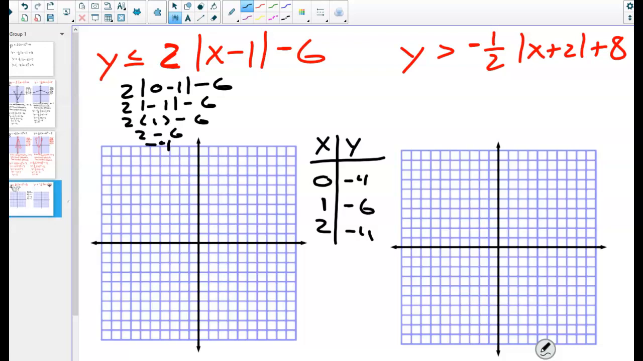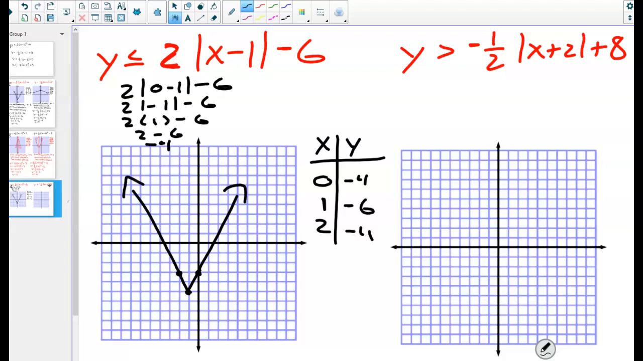I don't need to worry about vertical shrink or stretch on these. I don't need to worry about line of symmetry. I just got to get the graph down. (0, -4) is here. My vertex is (1, -6). (2, -4) is right here. So, it's a less than or equal to, so solid line.